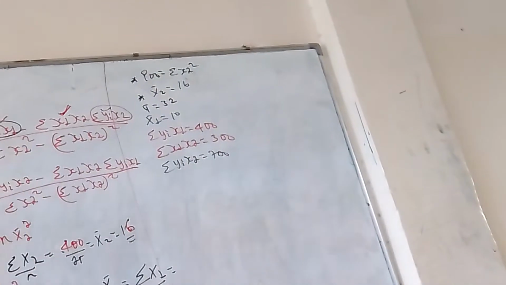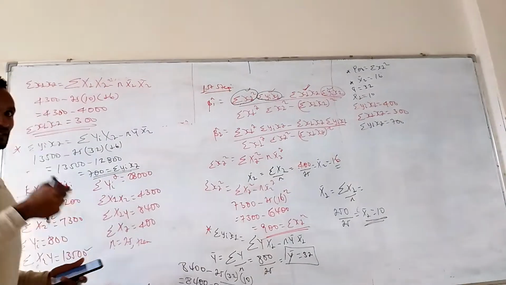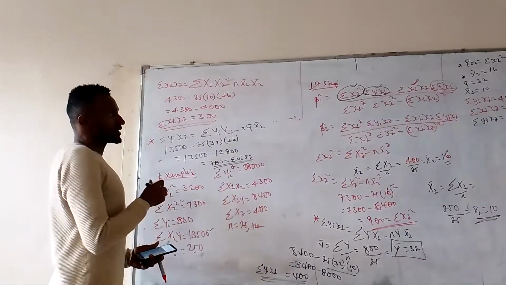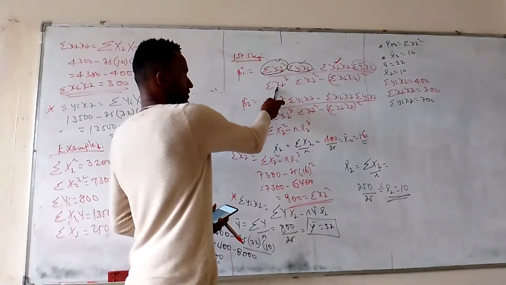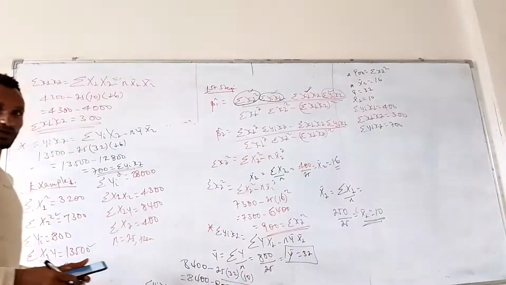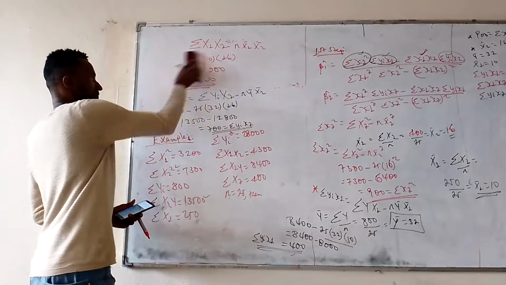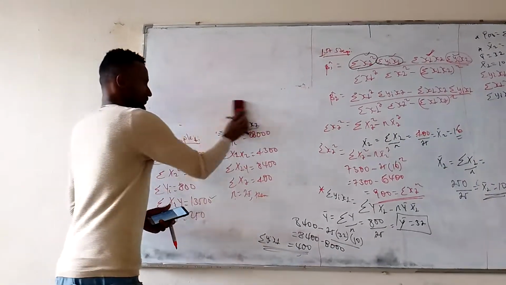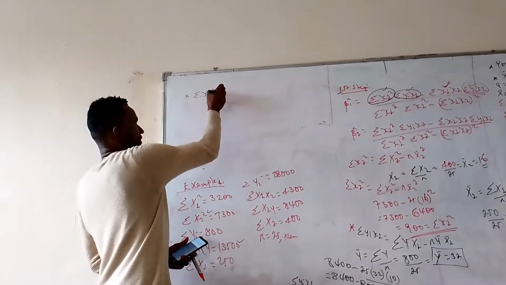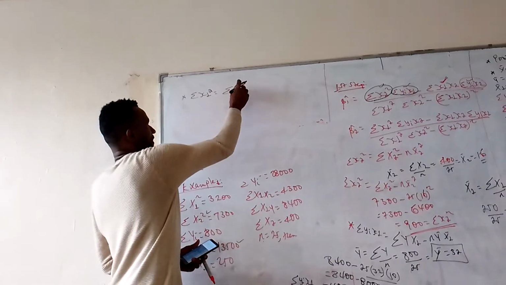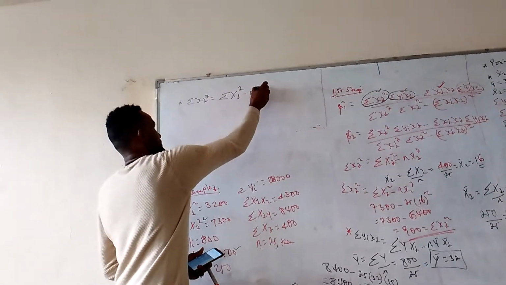Because finally we will use the general formulas of beta 1 and beta 2 to get the values of each parameter. Again, next we have to compute the summation of x1 the whole square and also the summation of x2 the whole square. So let me proceed to get the values. The summation of x1 the whole square is equal to the summation of x1 the whole square minus n times x1 mean the whole square.